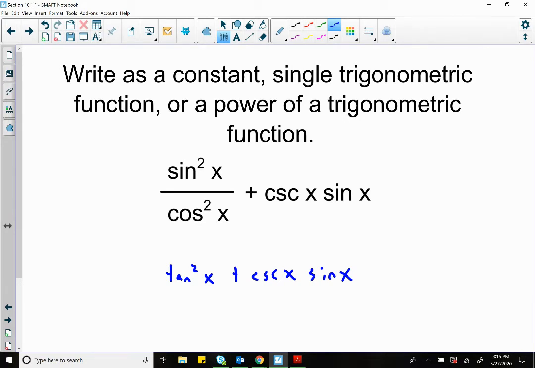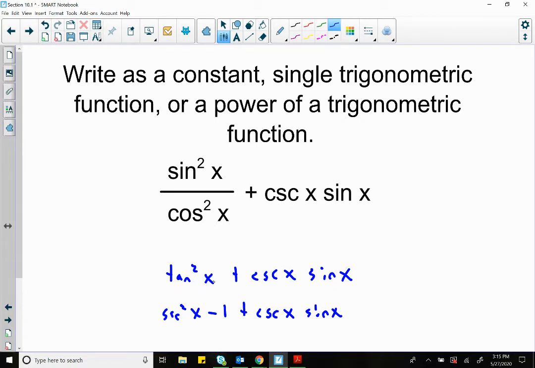Well, you go back through, maybe you see some things and you're like, oh, well, I know that tangent squared is the same thing as secant squared x minus 1 plus cosecant x sine x. And now you're like, okay, now what? So you can see how sometimes you're going to see things and want to do certain things, and it's going to take you down a path where it's getting messier. This thing's getting larger, not smaller. So maybe it wasn't wise for us to change this into tangent squared x.